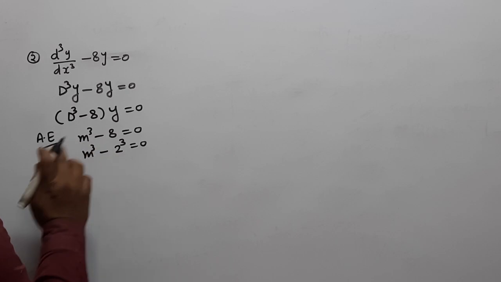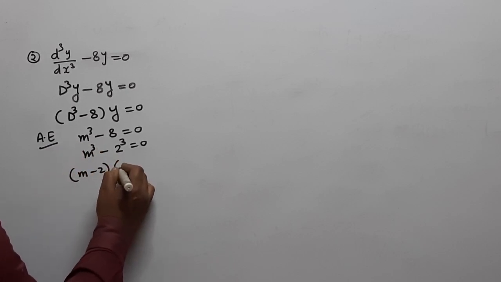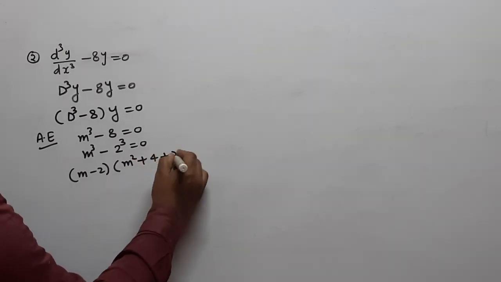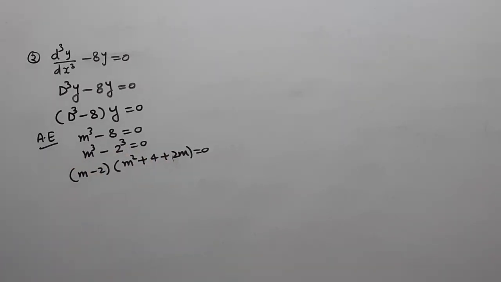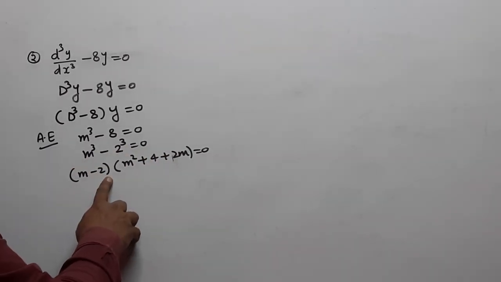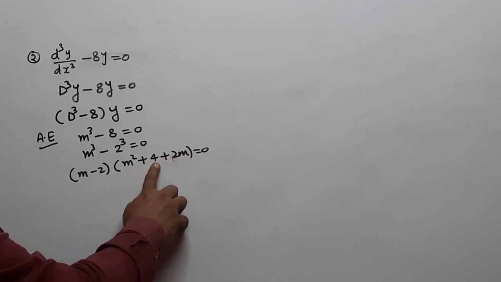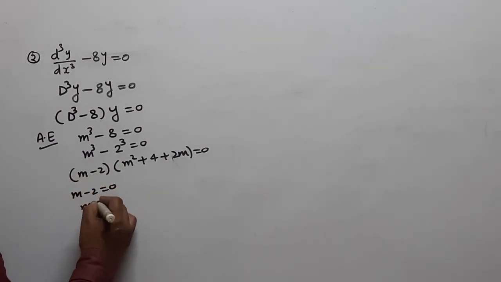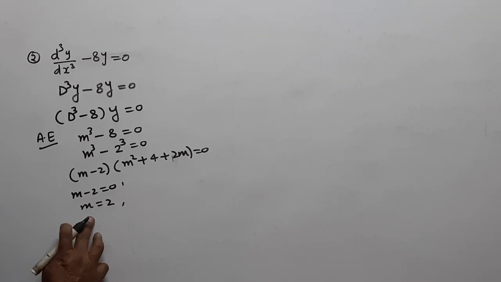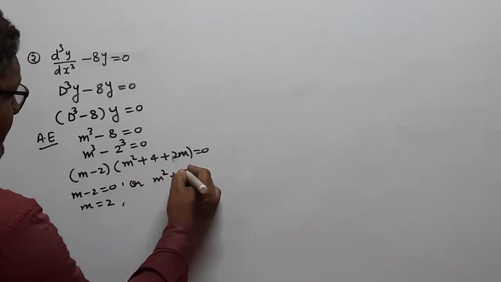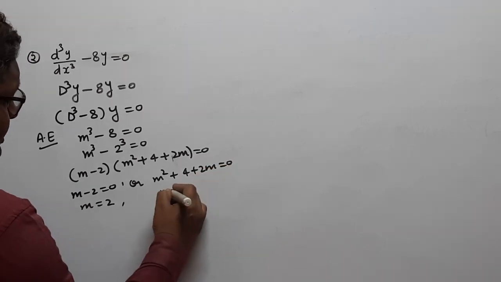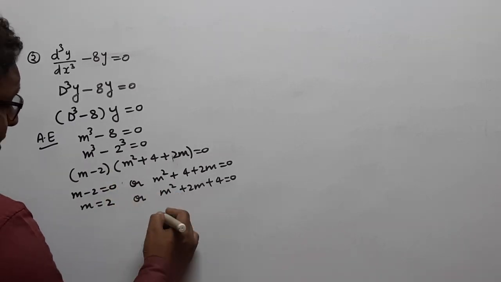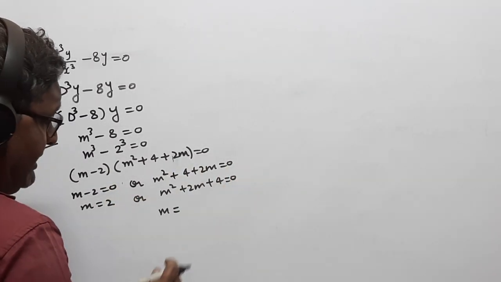Using a cube minus b cube, we get m minus 2 in the first bracket, and in the second bracket we get m square plus 4 plus 2m. Using the formula a cube minus b cube is equal to a minus b in the first bracket, and in the second bracket a square plus b square plus ab. Now solving m minus 2 equal to 0, we get one root of the auxiliary equation is 2. And if we take m square plus 2m plus 4 equal to 0, this is a quadratic equation in m. Now we solve this quadratic equation by the Sridharacharya formula and get the value of m.